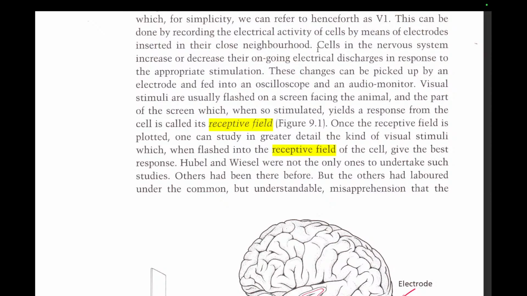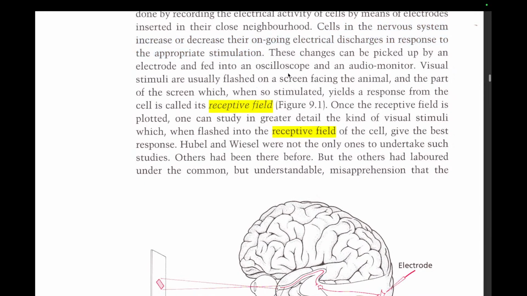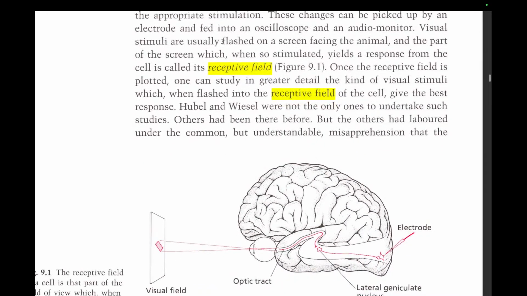Anyway, cells in the nervous system increase or decrease their ongoing electrical charges in response to appropriate stimulation. So this is, at a very basic level, how cells in the nervous system operate. These changes can be picked up by an electrode and fed into an oscilloscope and an audio monitor. An oscilloscope is a device that measures the waveform of electrical activity. The audio monitor gives, I think it's called silent noise, that picks up electrical activity.